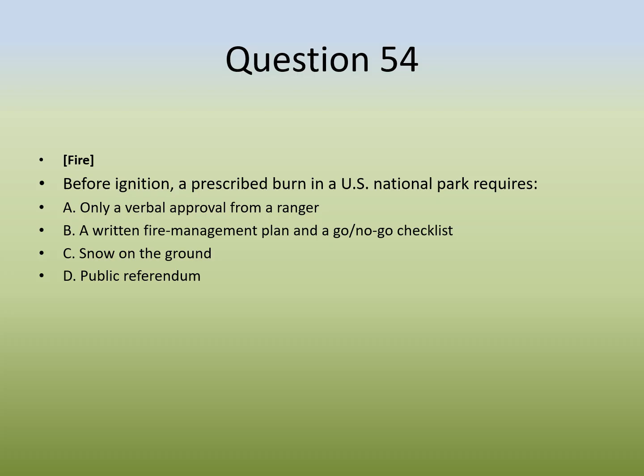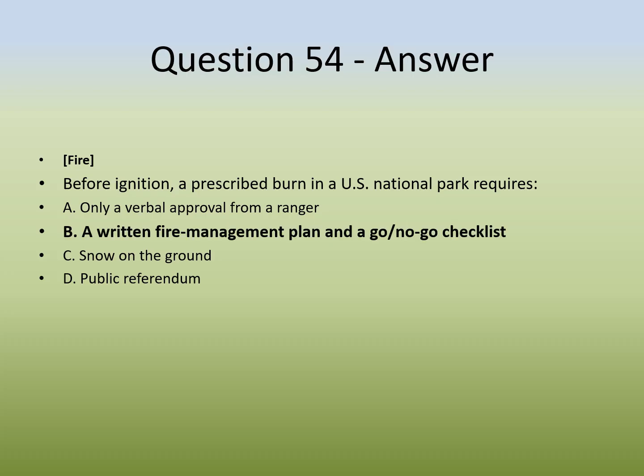Question 54. Before ignition, a prescribed burn in a U.S. park requires A. Only a verbal approval from a ranger, B. A written fire management plan and a go, no-go checklist, C. Snow on the ground, or D. A public referendum. The answer is B. A written fire management plan and a go, no-go checklist.